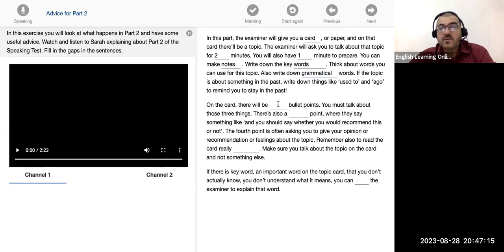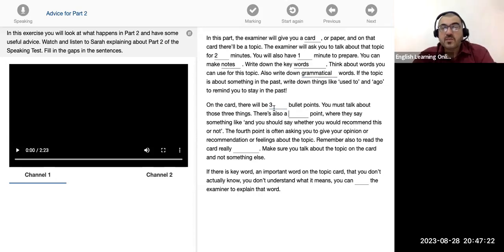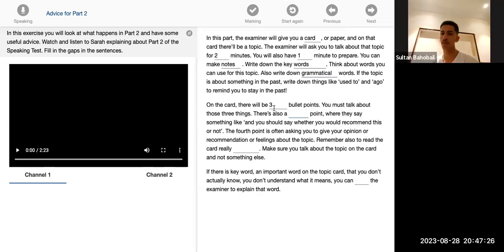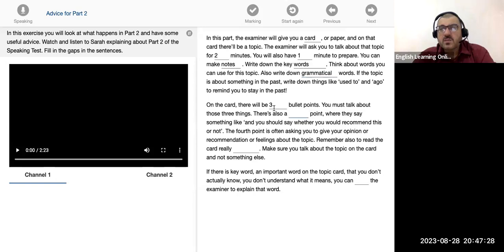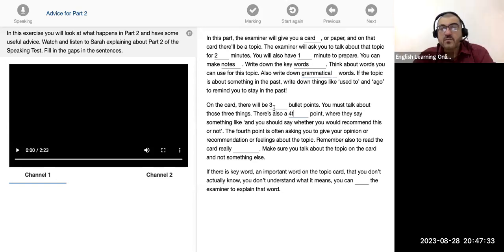On the card, there will be three bullet points. You must talk about those three things. There's also a fourth point. The fourth point is often asking you to give your opinion or recommendation or feelings about the topic. Remember also to read the card really carefully.